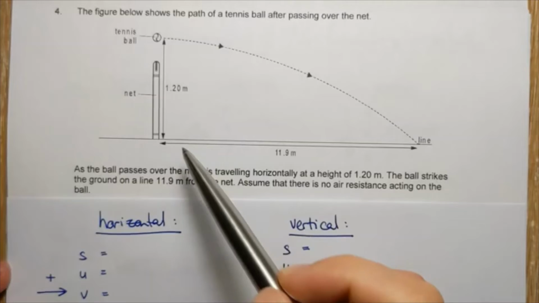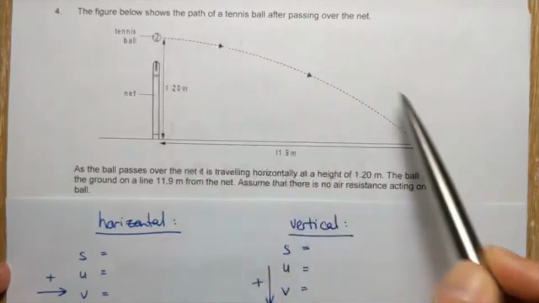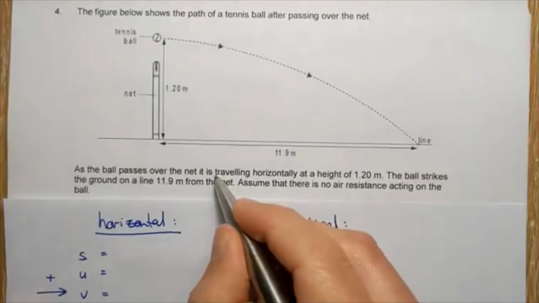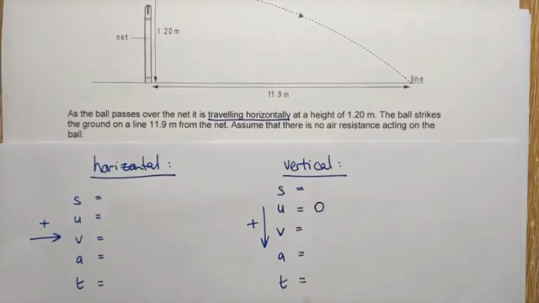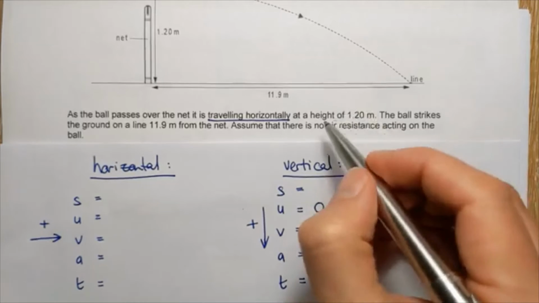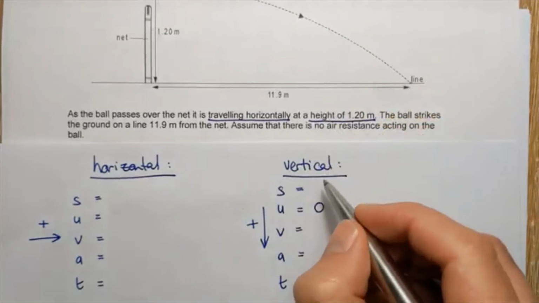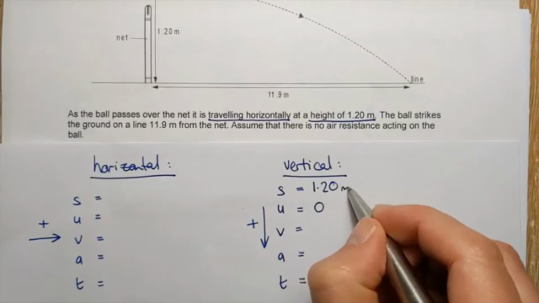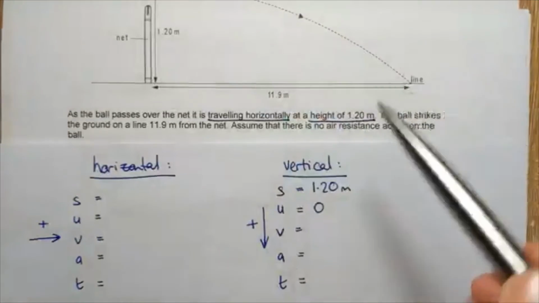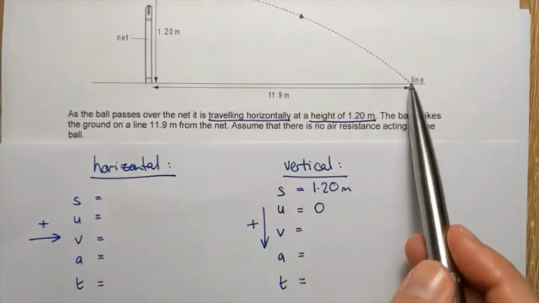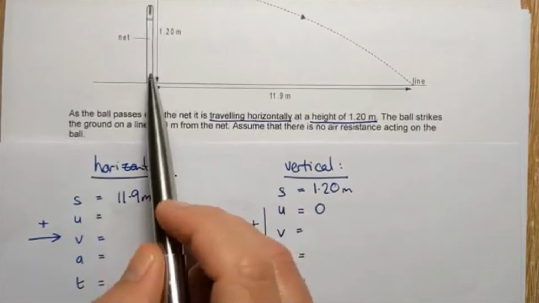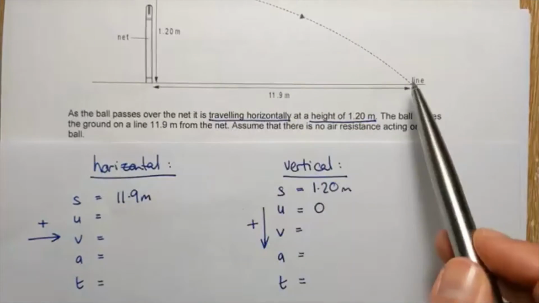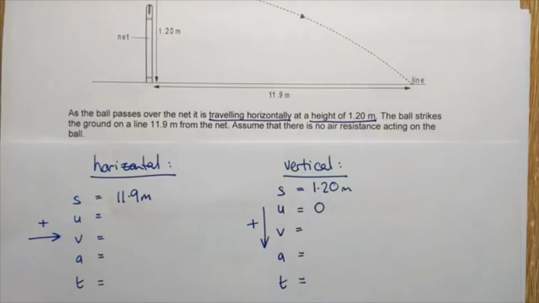Okay, so our motion in this part of the question, the motion starts here and it ends there. So we're told when it passes over the net, it's travelling horizontally. And so that means that its vertical velocity is initially 0. It's at a height of 1.2 meters, so that is the distance that it's going to travel down in the vertical direction. And when it hits the ground, it's 11.9 meters from the net. So that's when it hits the ground, how far it is horizontally from where it started.